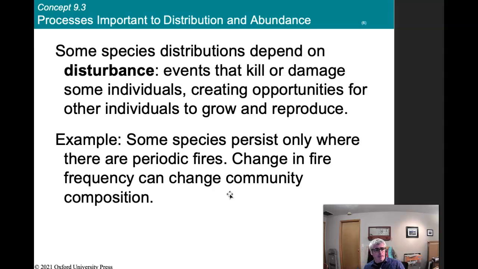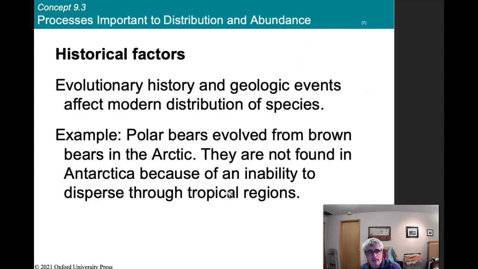That fire management has been used for thousands of years to maintain systems in a certain state, and without that, our systems have dramatically changed.